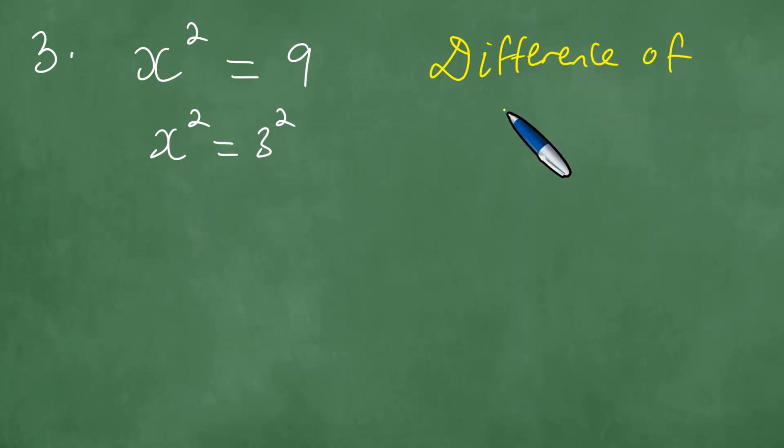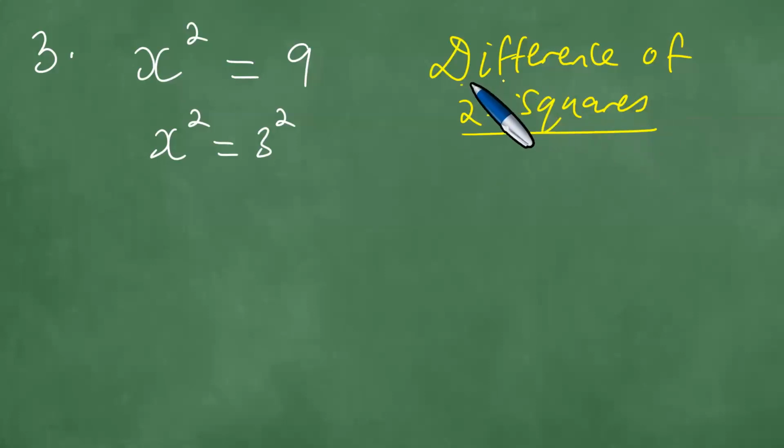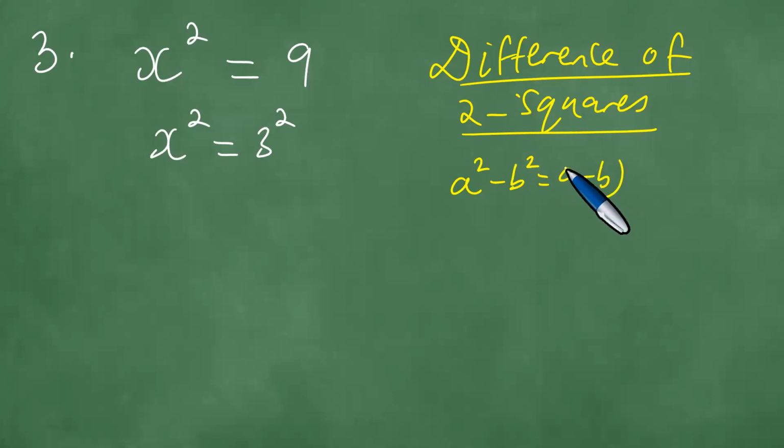What is the difference of two squares? Okay, the difference of two squares means that if you have a squared minus b squared, it's a minus b into a plus b, correct? So we can use that here.